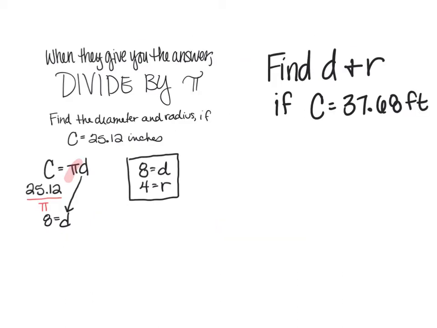Find the diameter and the radius if the circumference is 37.68. I'll give you a second to do it, and then we'll talk about it. Tell me what you did. What did we do? Go, Chloe.